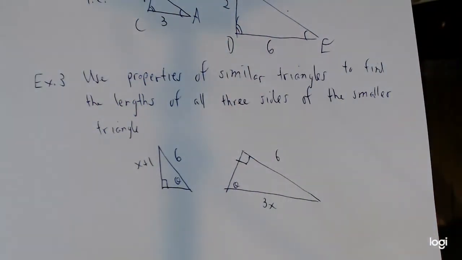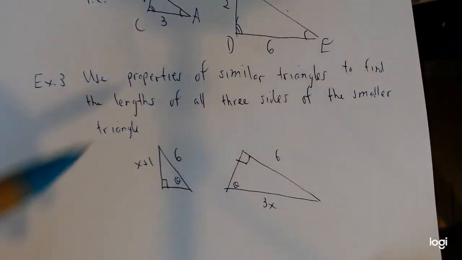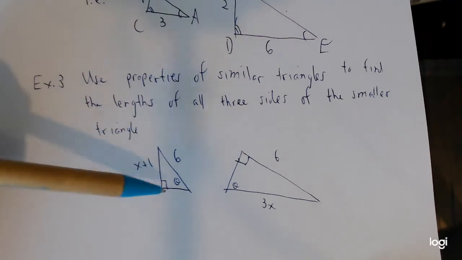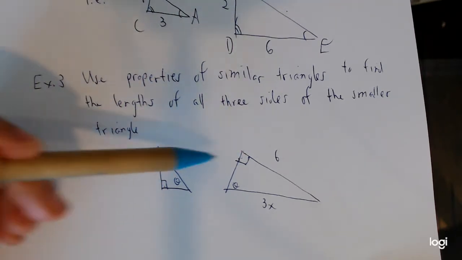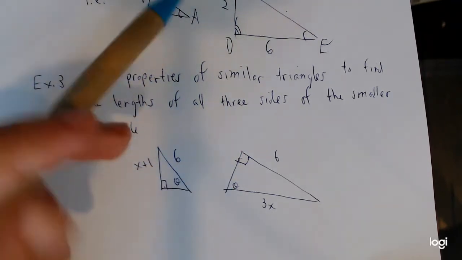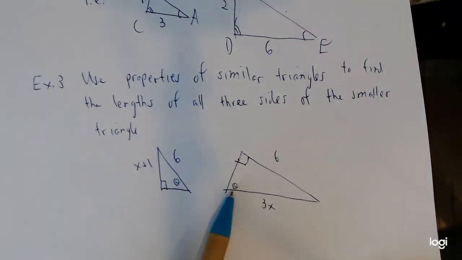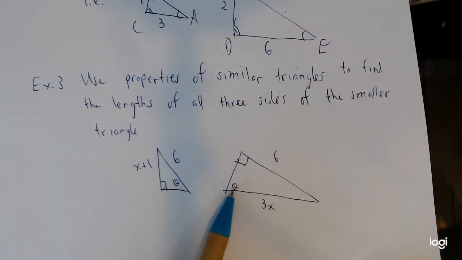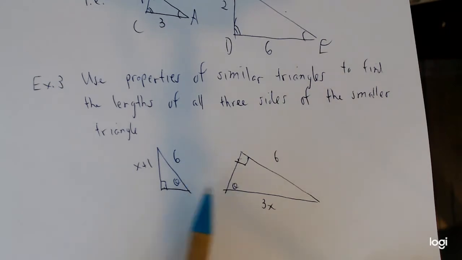Okay, so one comment I want to make. See, right away, just by looking at this, how do we know that these two triangles are similar? Well, look, that's a 90-degree angle, that's a 90-degree angle. So these two are corresponding. This is theta, this is theta. And since we're using the same variable for both of these, then we're assuming that they're the same. So these two are the same.